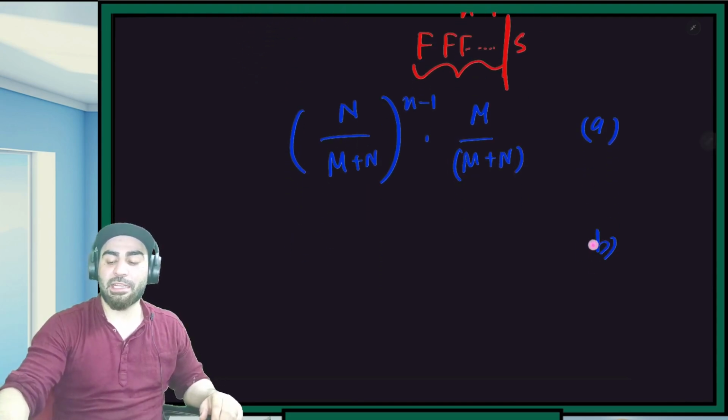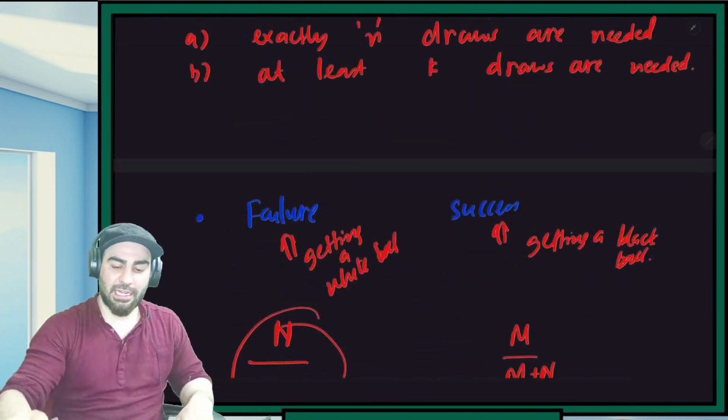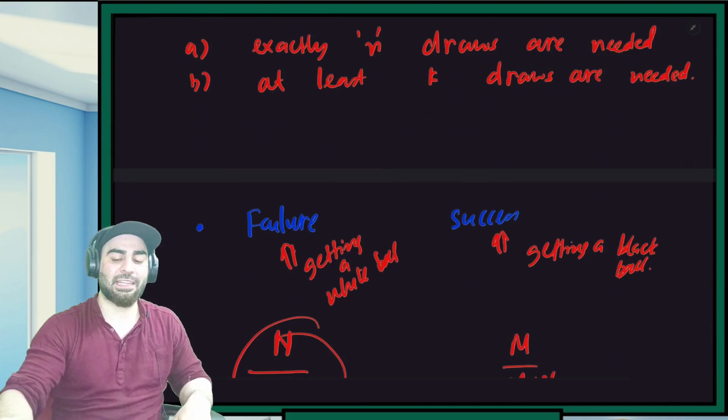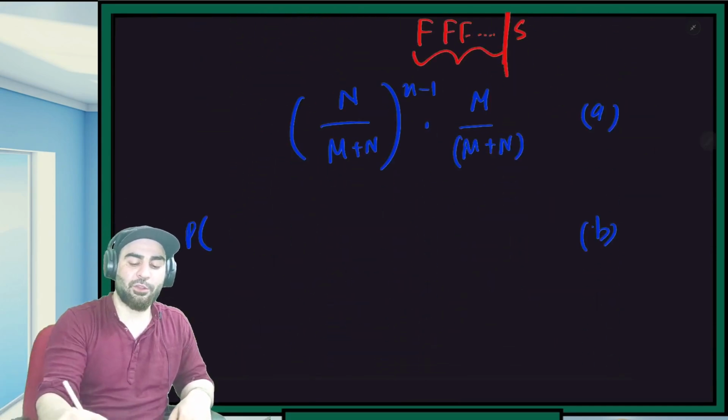Now part B says that you should have exactly k successes. Okay, at least, I think at least k successes. So in the first part you have exactly n draws. So now at least k successes. So that means you have to compute the probability of x taking a value greater than or equal to k.